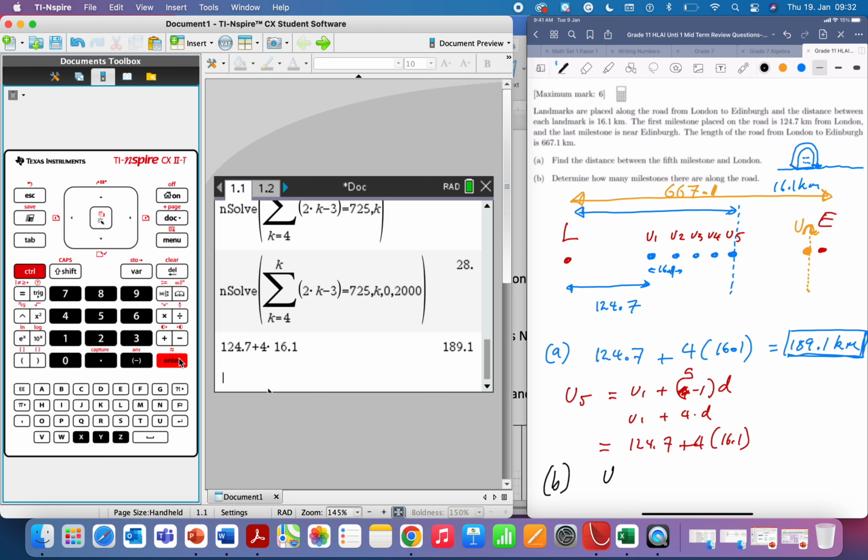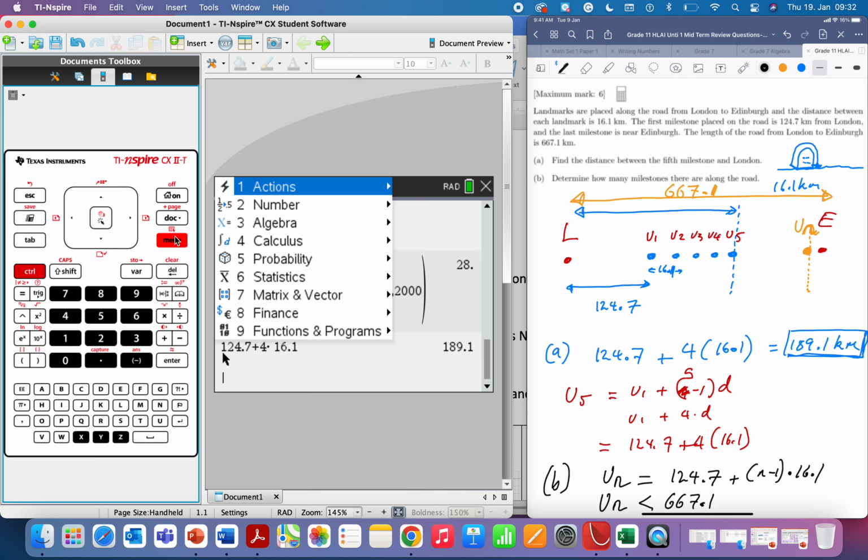B, U of n, the distance of any marker from London, we get it by doing U1 plus n minus 1 times by d. So this is the distance of that final marker from London. And we need the following. We need the distance to be less than the total length of the road from Edinburgh to London. So again, we've got the n solve one more time. Let's go ahead and do it.